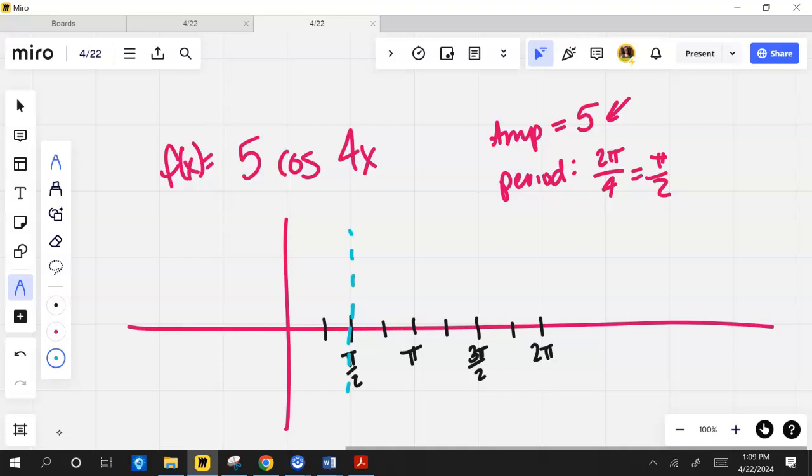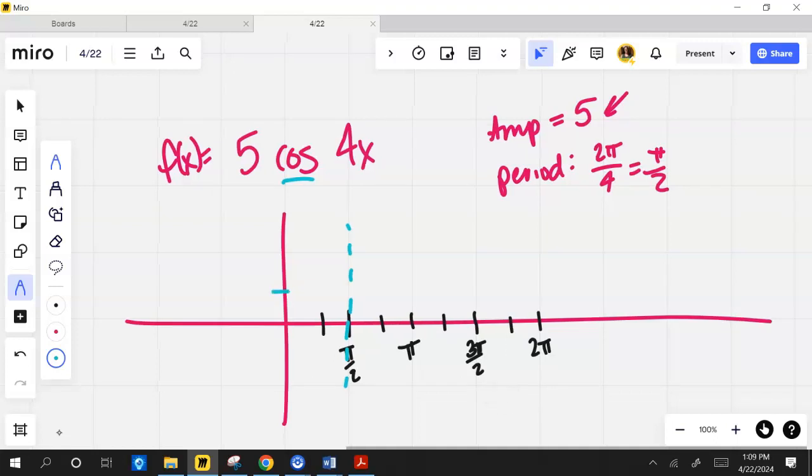All right, listen, y'all asked how do you know what to do and where to start and everything else. So I always start by asking myself, what's the cosine of 0? Am I starting up at the amplitude or am I starting at 0? I'm going up to the amplitude on this one.